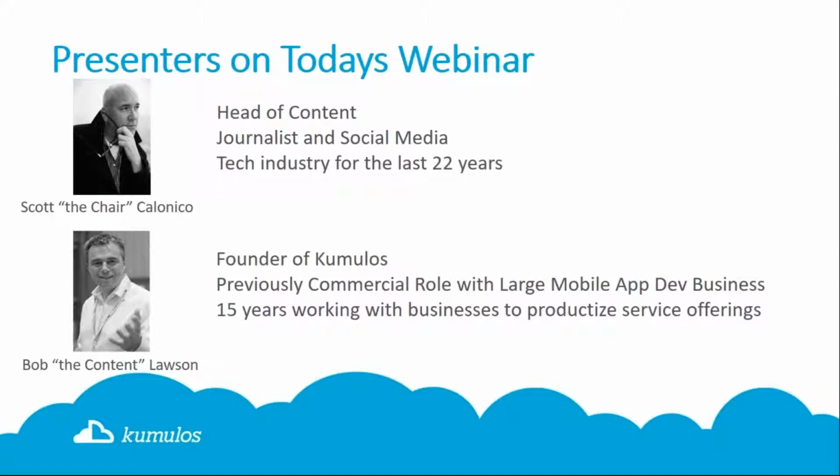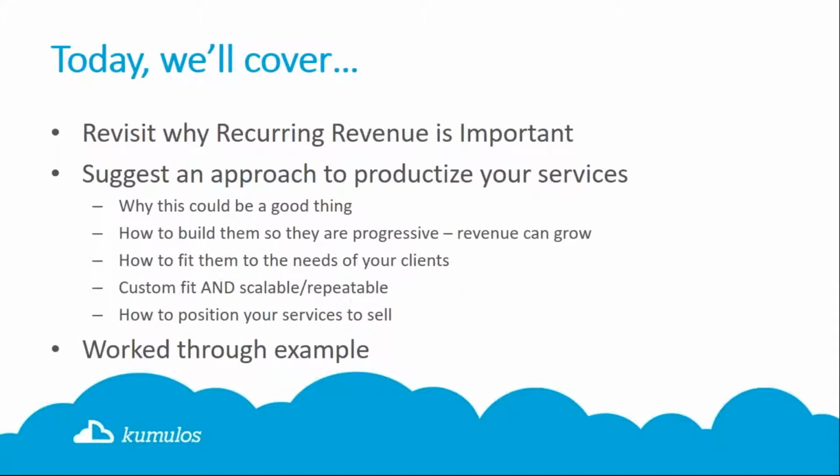Okay, so next slide, we're going to tell you a little bit about what's going on in the webinar today. Today we'll cover just a brief overview. We'll revisit why recurring revenue is important, which is what we covered in our first webinar in this series, and then we'll suggest an approach on how to productize your services, why this is going to be a good thing, how to help build them, how to custom fit and scale your services, and how to position your services to sell. And then we'll work through an example towards the end of how you can do this with your business.